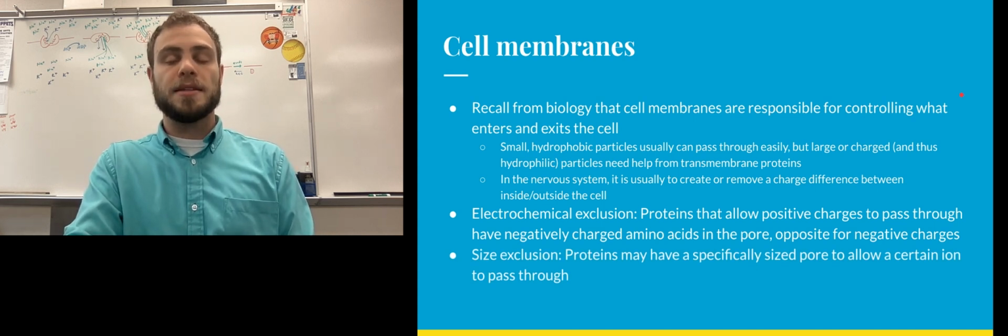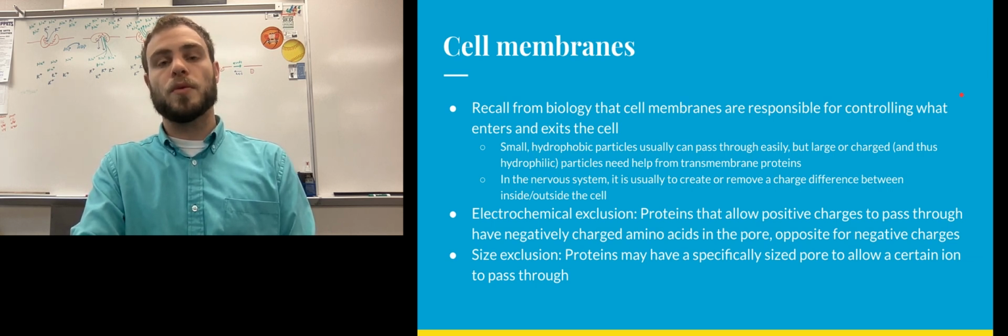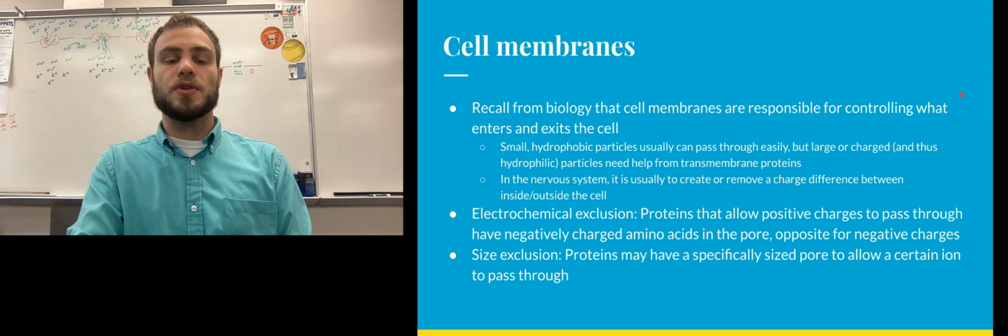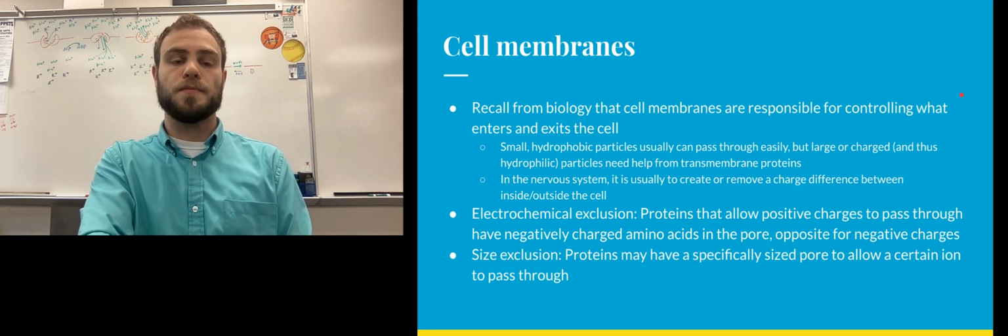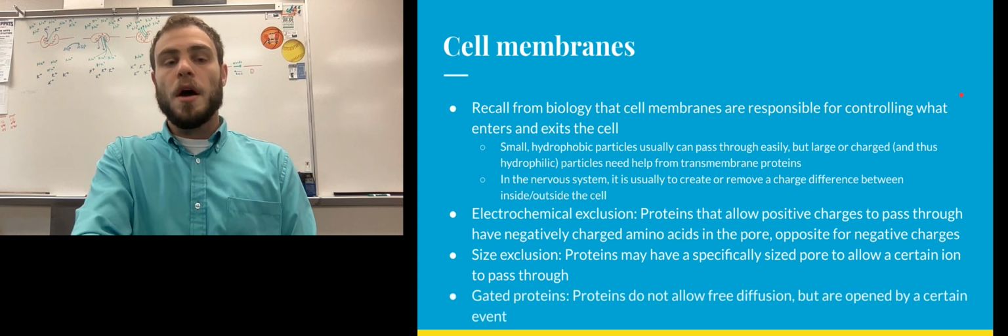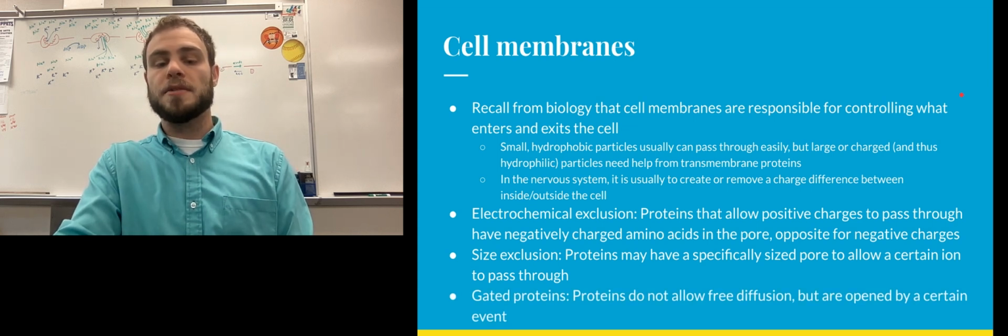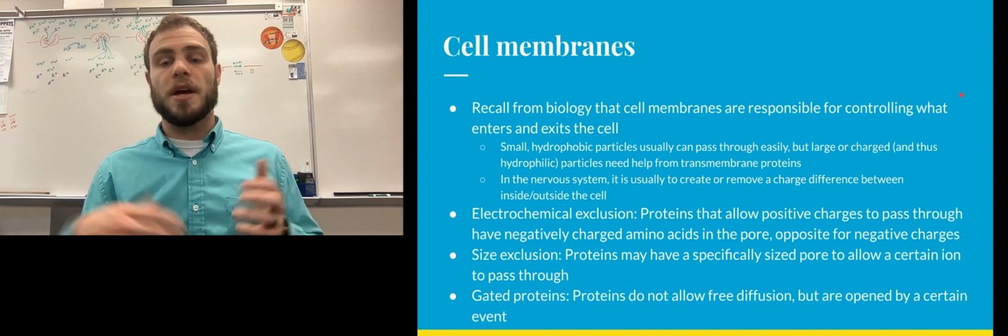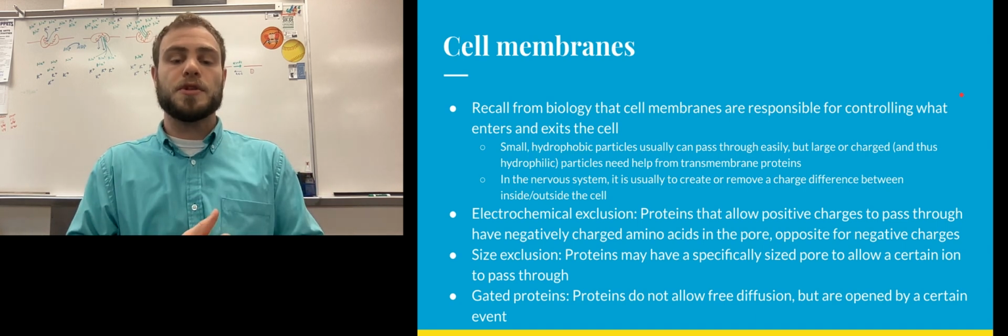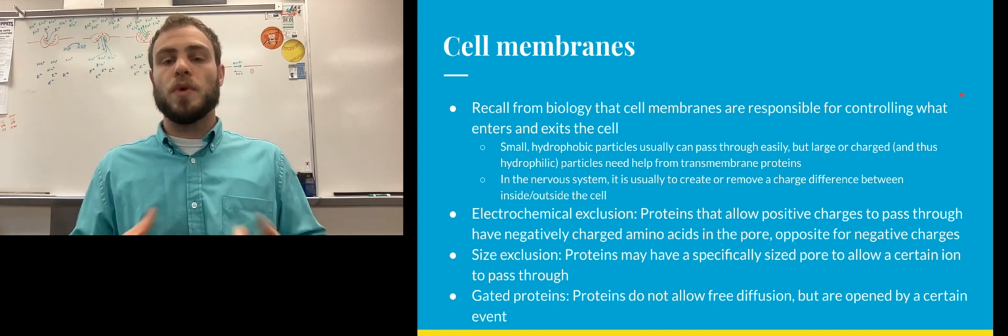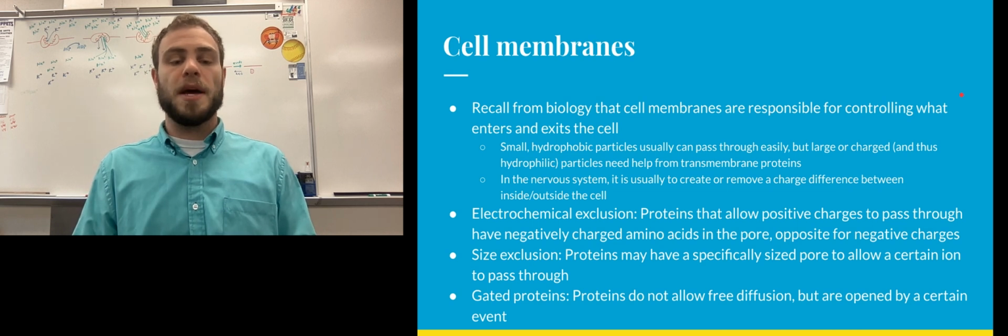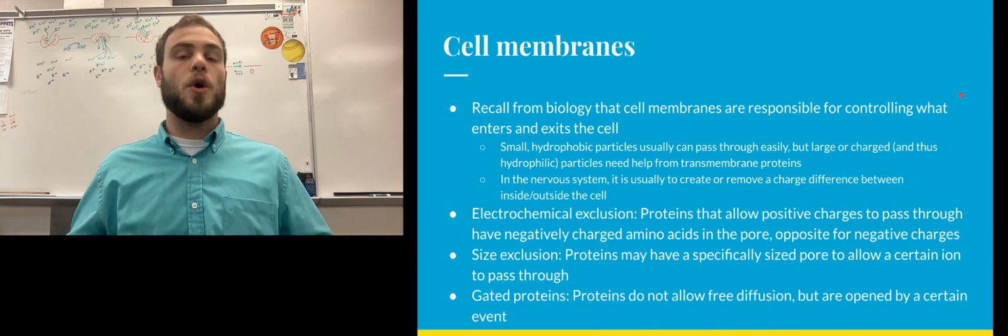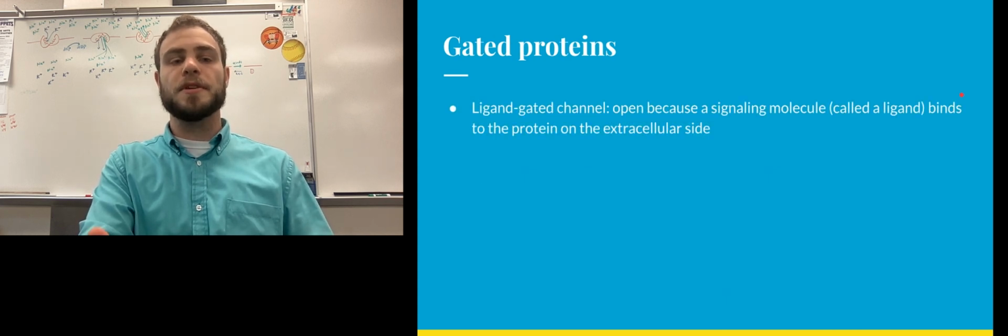Those transmembrane proteins may exhibit size exclusion, meaning that proteins have a very specifically sized pore running through the center of them that's going to allow only certain sizes of ions to pass through. Other proteins may be gated proteins, meaning that they do not allow free diffusion. They aren't allowing those particles to move back and forth freely. But once a certain event or a certain threshold is met, the gate opens, and then they allow diffusion to take place.